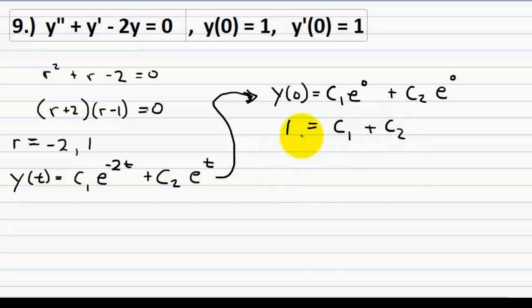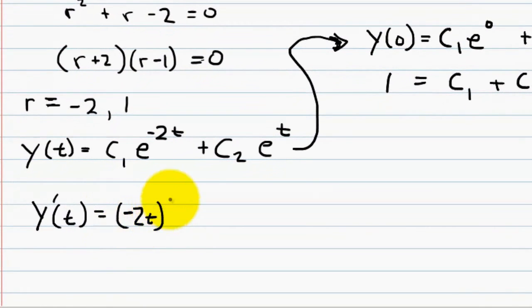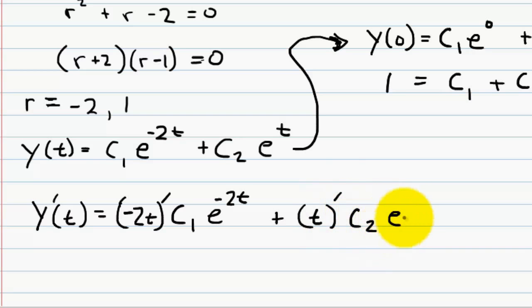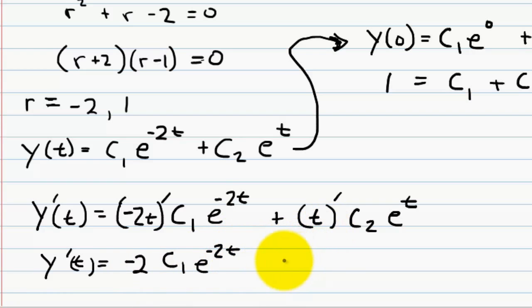So now that we have that, we go on to the second portion to solve for c2. We're going to take the derivative of this, so we can use the second initial condition. Taking the derivative of y, we bring down the negative 2 from the exponent negative 2t, times c1 e to the negative 2t, plus we bring down the 1 from the t, times c2 e to the t. So the derivative of y of t is equal to negative 2 c1 e to the negative 2t plus c2 e to the t.